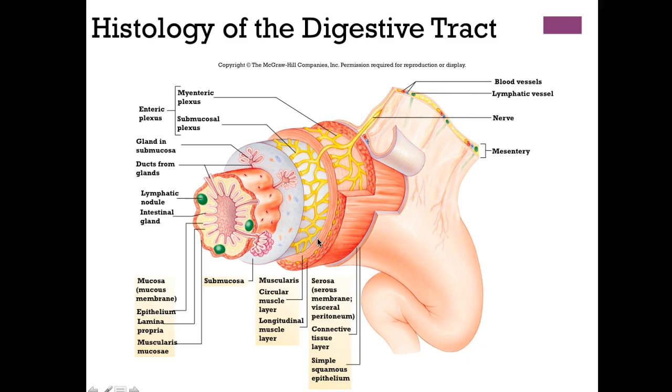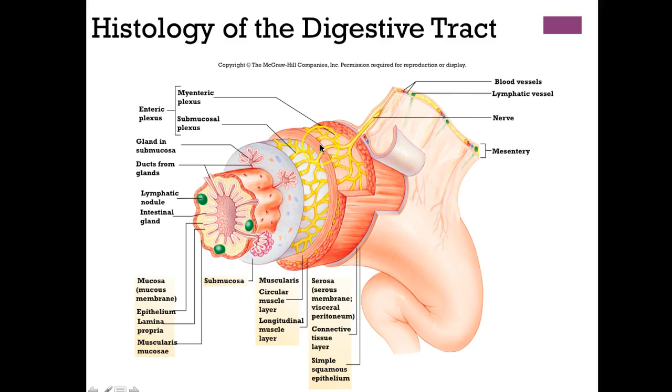Okay, and this is more of a summary slide. So here's our lumen, here's our mucosa. Remember, that's made up of your epithelium, which will be different depending on which area of the GI tract you are. We have the lamina propria, and then that muscular layer, the muscularis mucosa. And then we have second layer here, your submucosa. We call this your neurovascular layer, lots of blood vessels, and we also have that submucosal plexus.